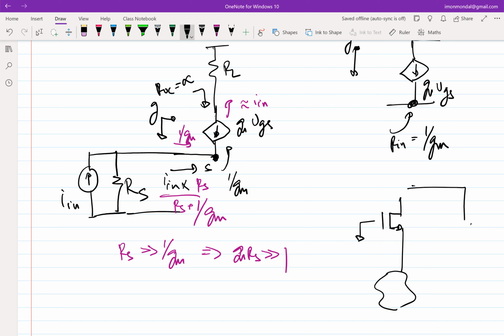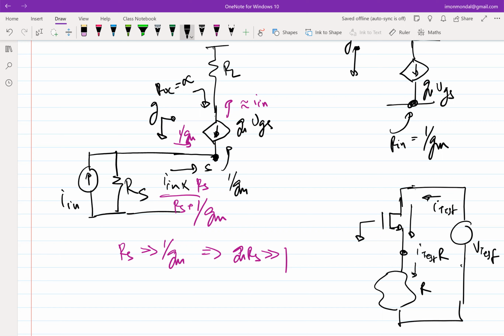How will I know? So I will apply a test voltage, and I'll try to figure out the test current. Let's assume I have a test current, I test. So this I test will flow, and if I have an impedance here, let's say some R, it will generate a voltage of I test times R. Correct?